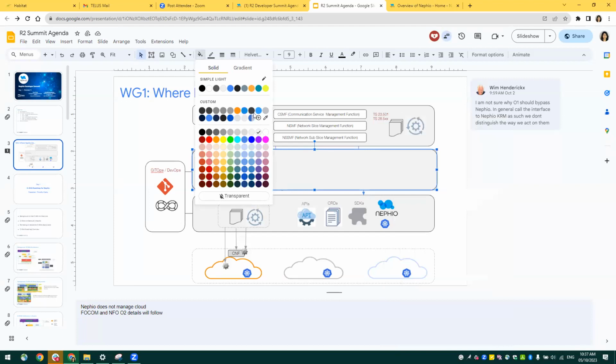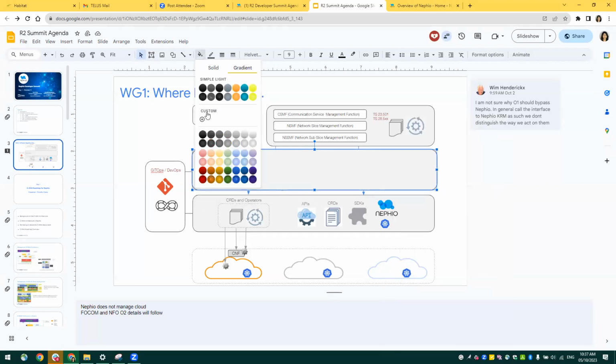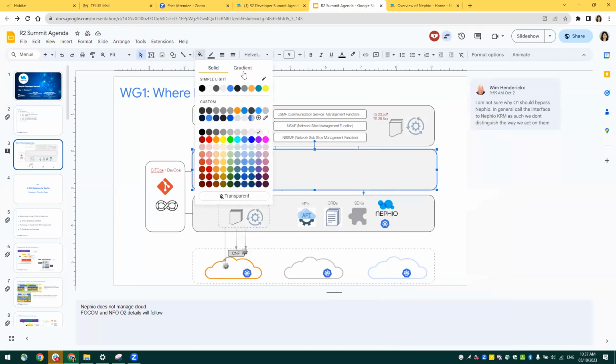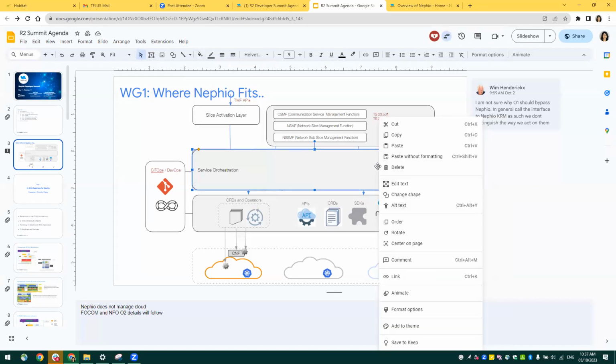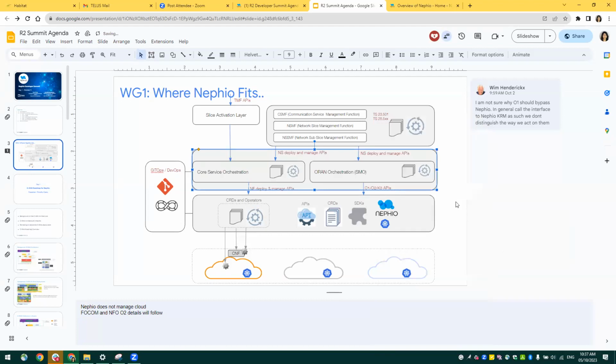Yeah, I want to make it transparent. Oh, move the order to the back. Yeah, I tried that. Give me 1 second. Order and send to back. Yeah, okay, perfect. Something like this.